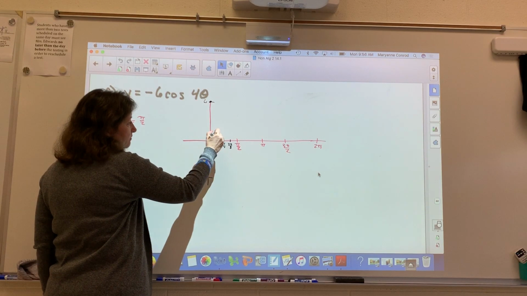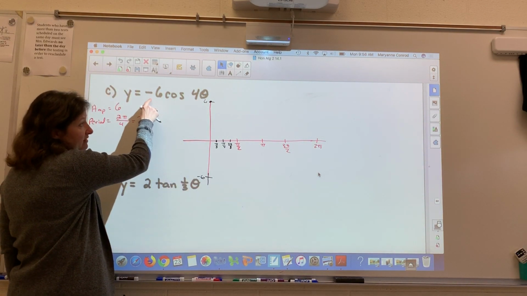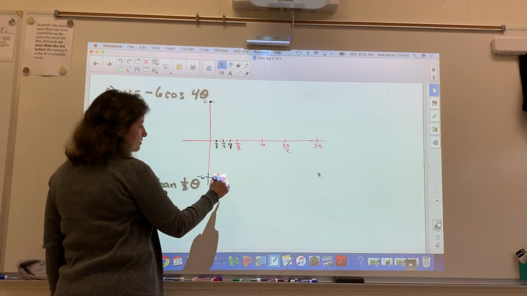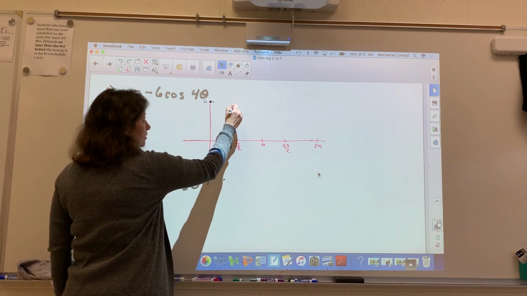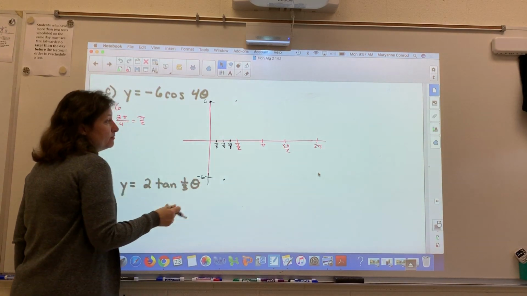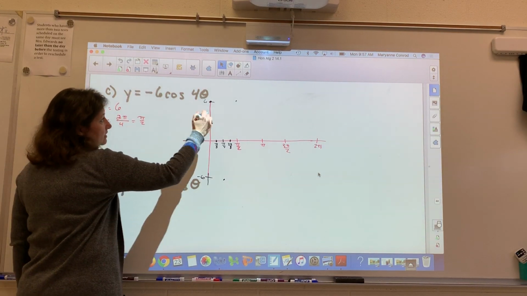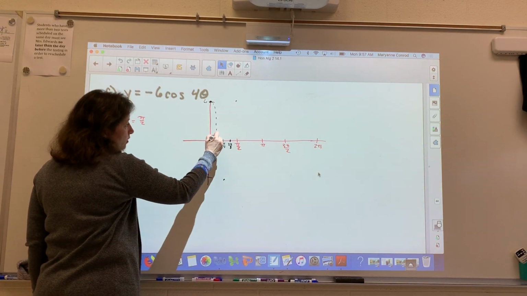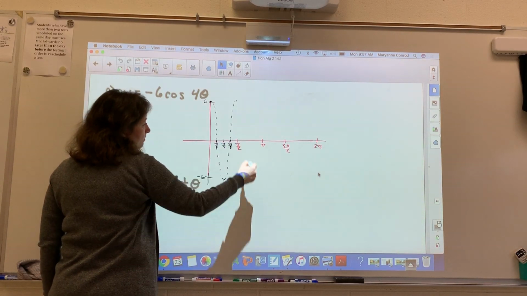Then we go to 0. This will be typical. I haven't talked about the negative yet. Then we go down to negative 6. Then we go back to 0. Then we go all the way up to 6. And then it repeats itself. That would be if this were positive 6. I'm going to draw a dashed curve. This is what it would be if that were positive 6. And then it will repeat itself.